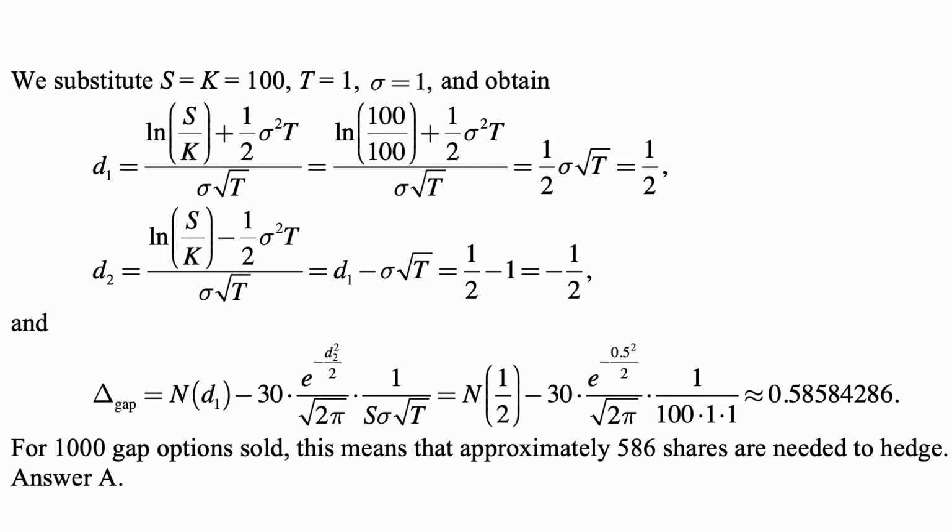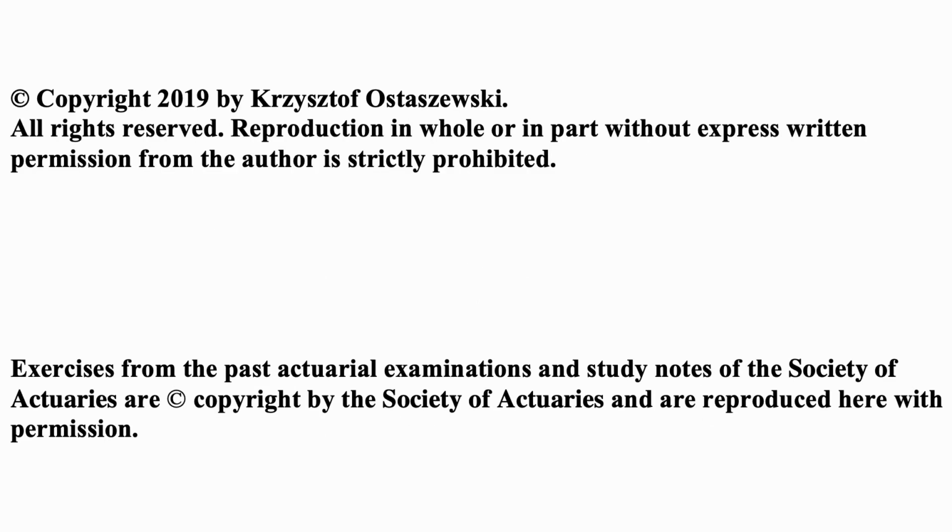And this is all something that we can calculate with, of course, the cumulative distribution function of the standard normal distribution at 1/2. We need to evaluate it either with a calculator giving us that or the table, but on the test you're actually given that type of a calculator that calculates it. But nevertheless, it's just a straightforward calculation. And for 1,000 gap options sold, this means that approximately 586 shares are needed to hedge. And that's answer A.